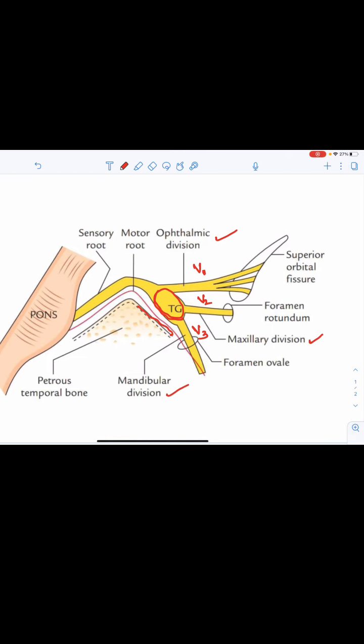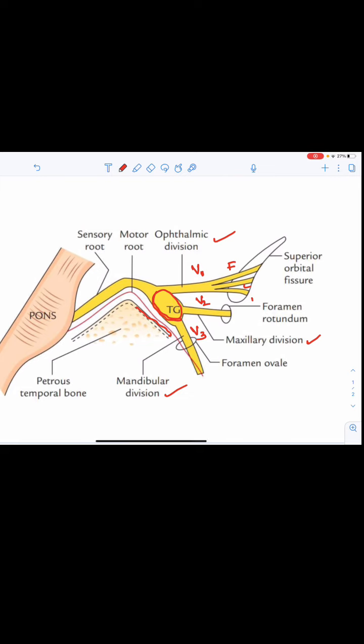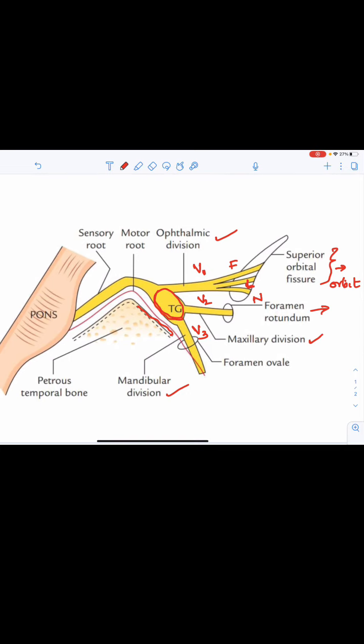The ophthalmic division is further going to divide into three nerves, that is the frontal nerve, the lacrimal nerve and the nasociliary nerve. These three nerves are going to pass through the superior orbital fissure to the orbit. And the maxillary division of the trigeminal nerve is going to pass through the foramen rotundum. It is going to go to the pterygopalatine fossa. So this is the pterygopalatine fossa.